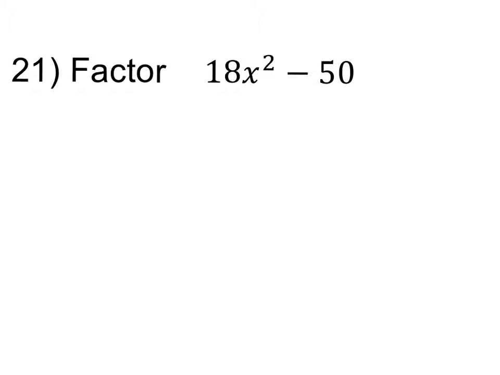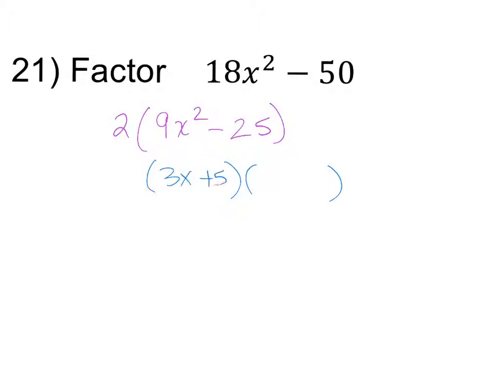Step 1. Is it in standard form? Yes. Is there a GCF? Yes, there is: 2. What am I left with? 9x squared minus 25. What is that called? Difference of perfect squares. It's a special case. What does that 9x squared minus 25 break down to? 3x plus 5 and 3x minus 5. But don't forget the 2.